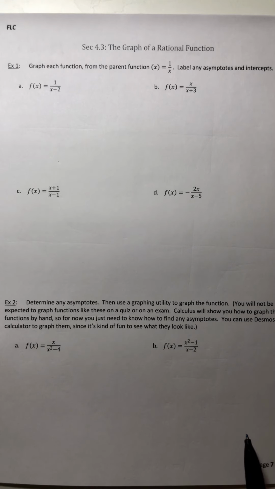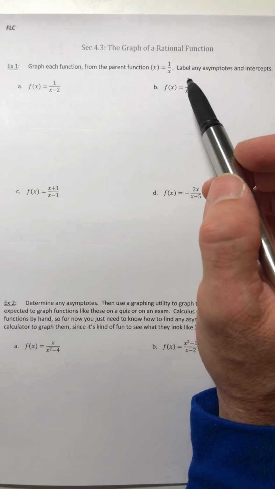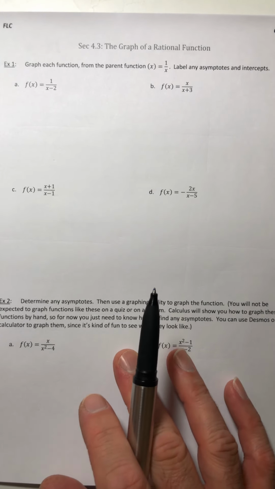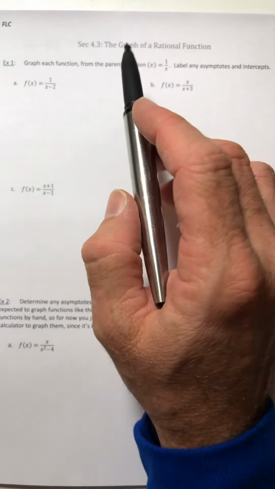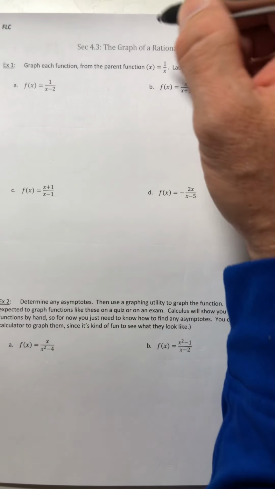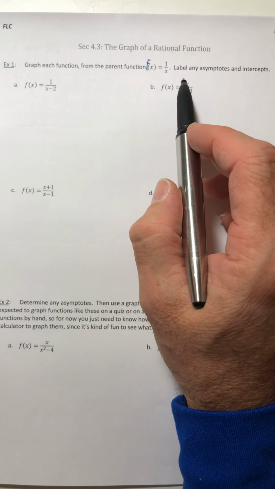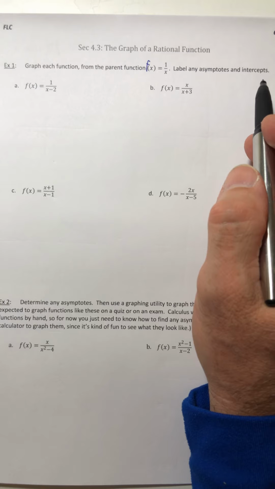All right, you mathletes, let's see how to graph a rational function. So in the last one, 4.2, we looked at the properties. So now let's stick everything together and get the graph going on these things. They're going to come from that parent function, f of x is 1 over x. So then label any asymptotes and also intercepts.